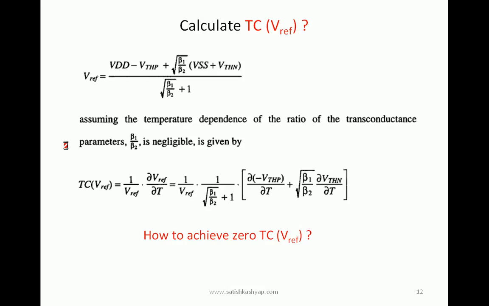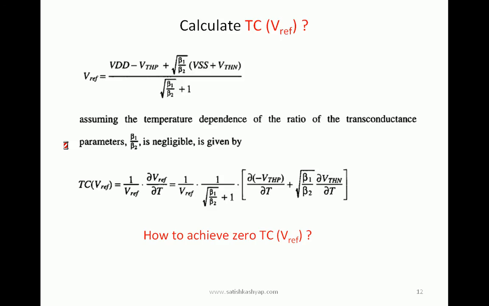Next, calculate the temperature coefficient of V reference. The final expression is given like this: 1 by V reference into 1 by (root of beta 1 by beta 2 plus 1) into that term. How to achieve 0 temperature coefficient? Here, what is the conclusion? The temperature coefficient of V reference is not 0, so definitely V reference depends on temperature.